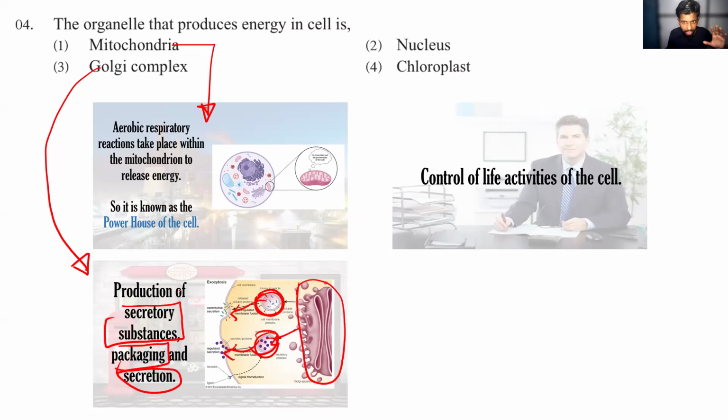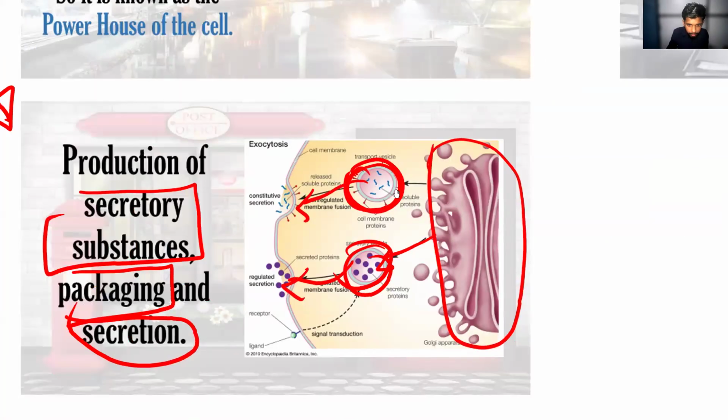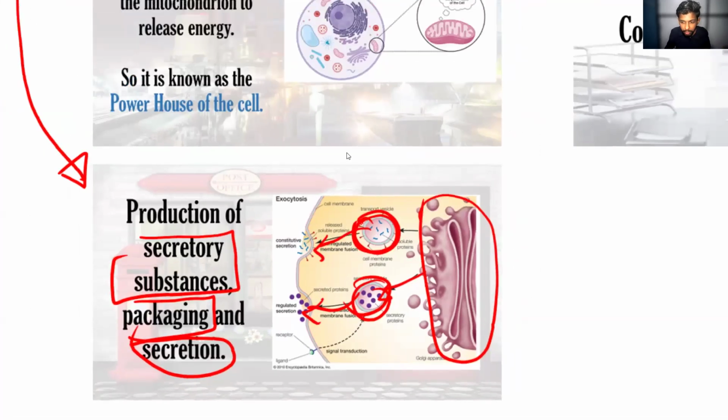Look at the picture here. I think the picture is clear for you, right? Can you see that one? Here they have packed. Pack means packing: producing the secretory substances, producing the bag, and packing and secretion. That is a function of the Golgi complex.